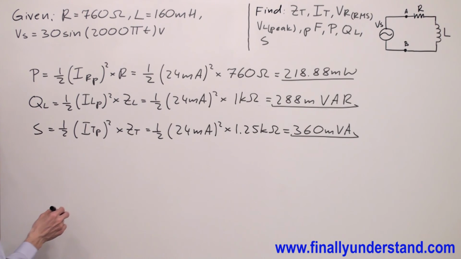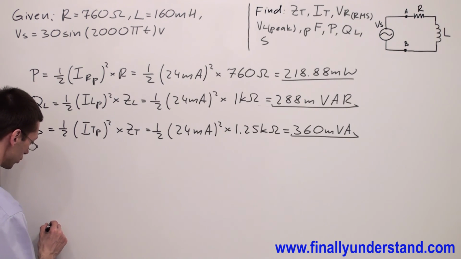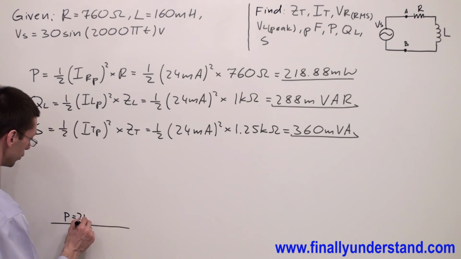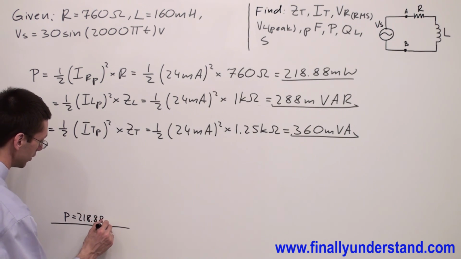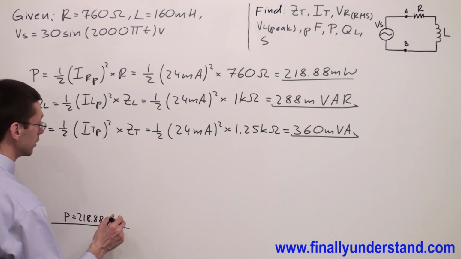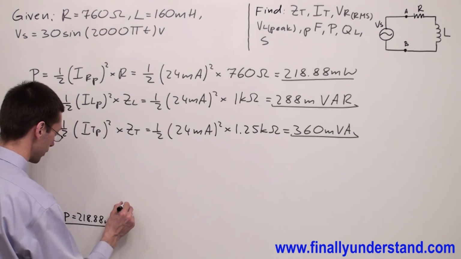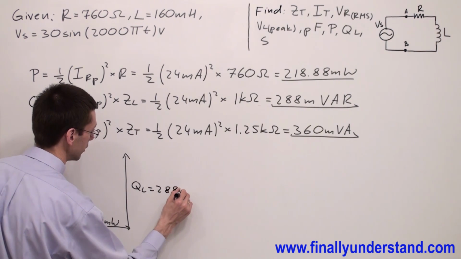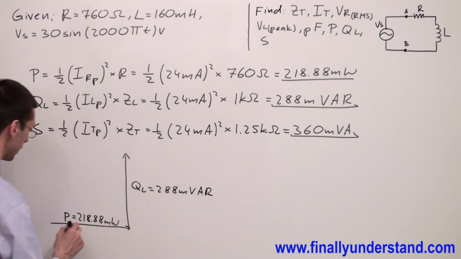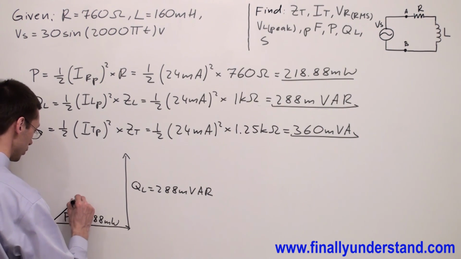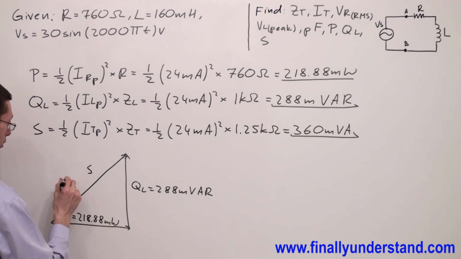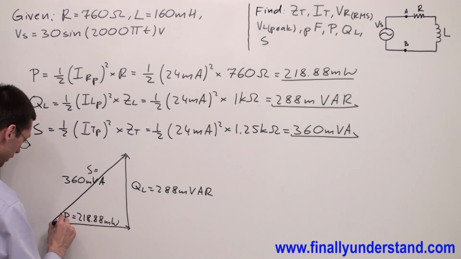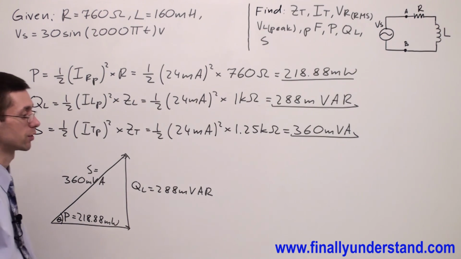If you want to draw the power triangle, you're supposed to draw the true power, P equals 218.88 milliwatts, QL, which is equal to 288 millivolt ampere reactive, and we're supposed to draw apparent power S, which is equal to 360 millivolt amp, and this is my angle theta. So we can say that the problem is solved.